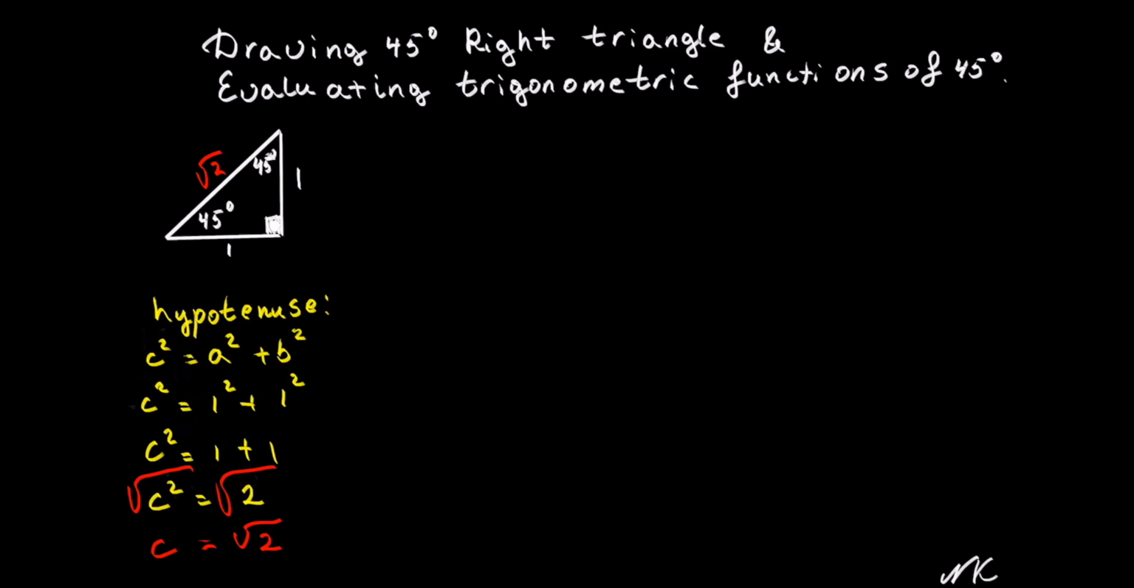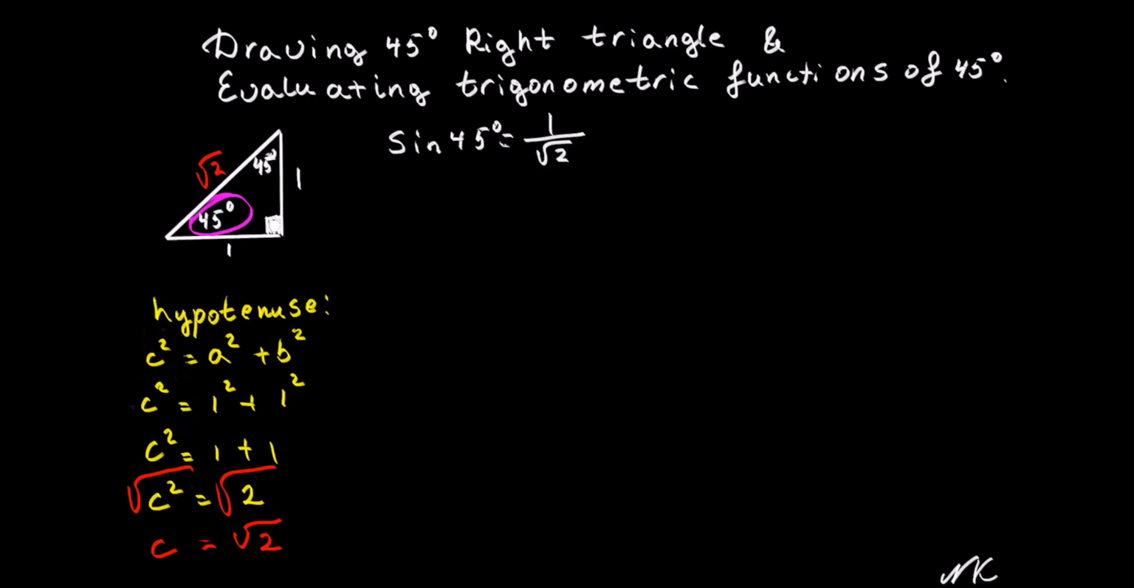Now that we have labeled all of the angles and sides, we can proceed with evaluating trigonometric functions of 45 degrees. In an isosceles 45 degrees right triangle, it doesn't matter which 45 degrees you're working with. I'm going to label this as our angle theta. So sine of 45 degrees is equal to, we set up a ratio of the opposite side from 45 degrees, which is 1, out of the measure of the hypotenuse, which was radical 2.